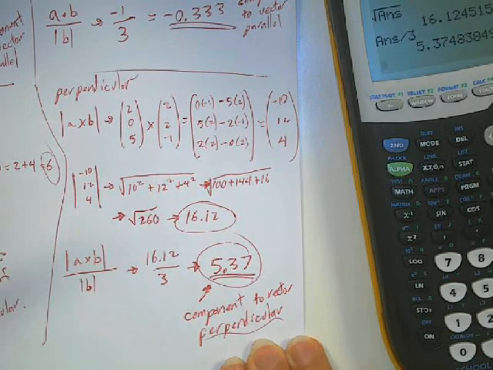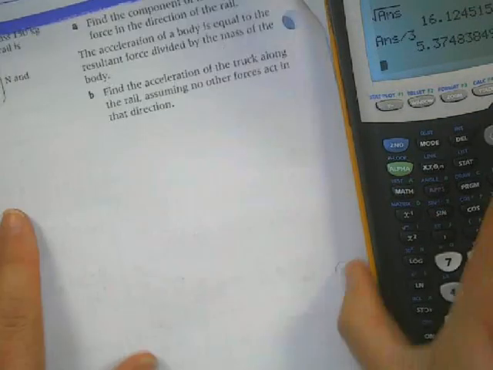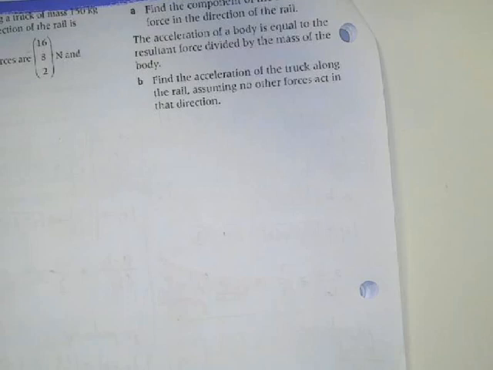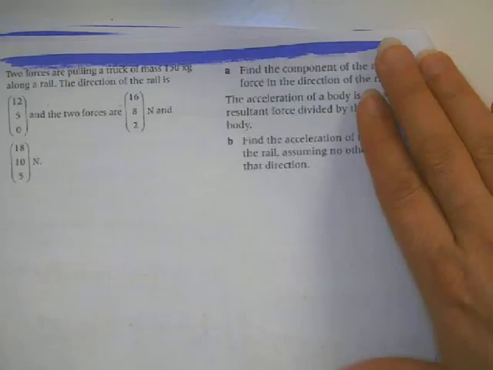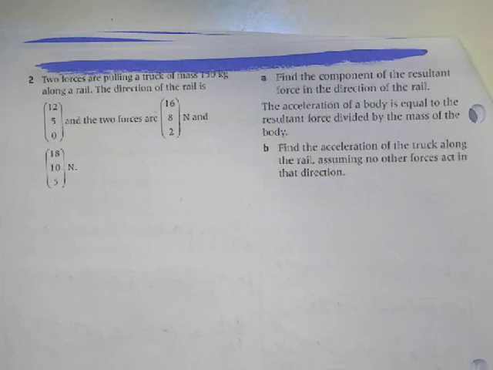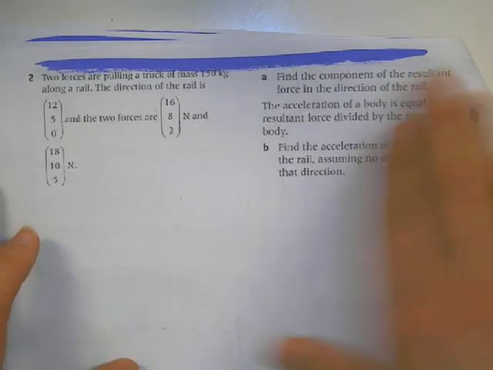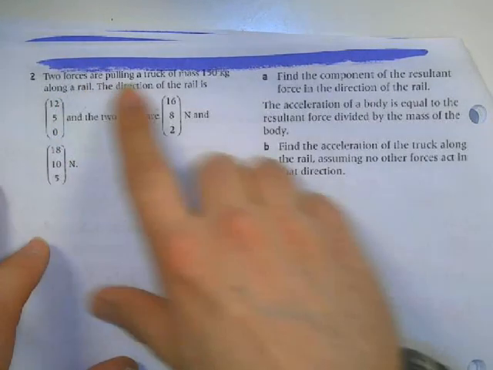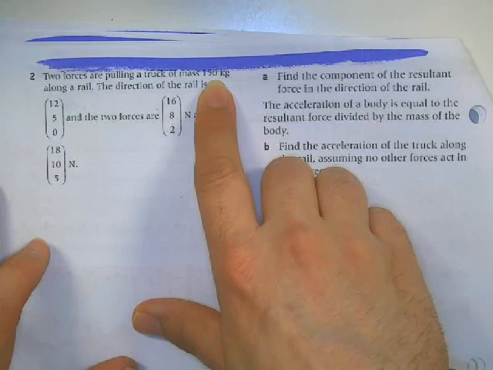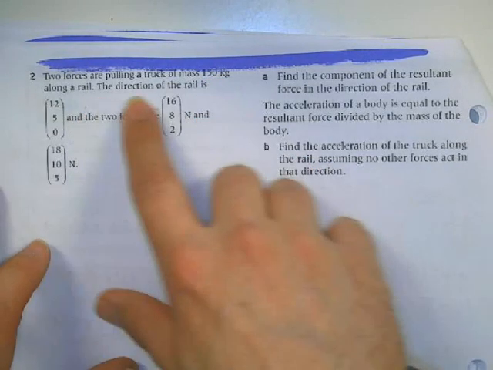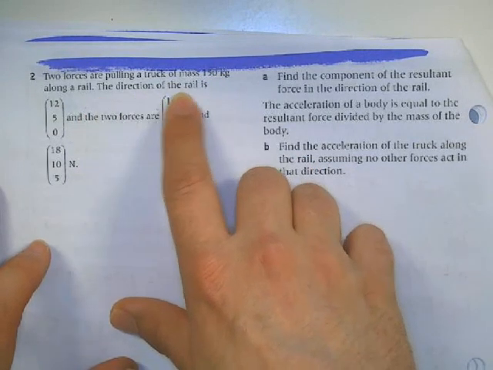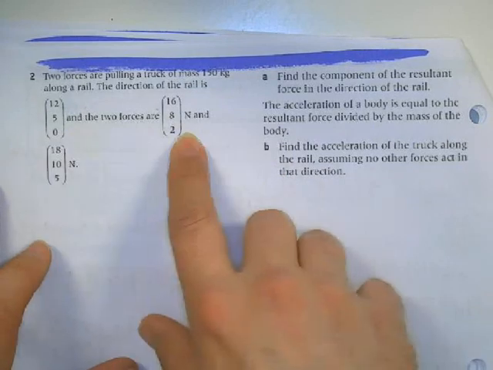Okay. Now, the next page, I personally had a lot of difficulty because I was confused on which one was vector A and which one was vector B. And once I figured out which one was vector A and which one was vector B, then it was smooth sailing. So with that in mind, let's read this very carefully. Two forces are pulling on a truck with a mass of 150 kilograms along the rail. The direction of the rail is this, and the two forces are this.